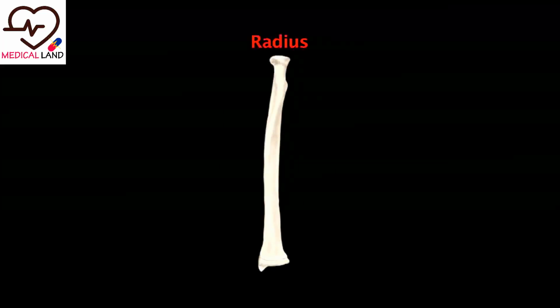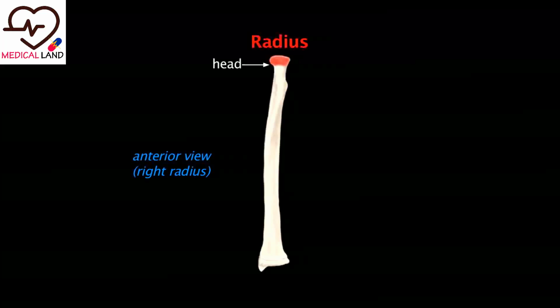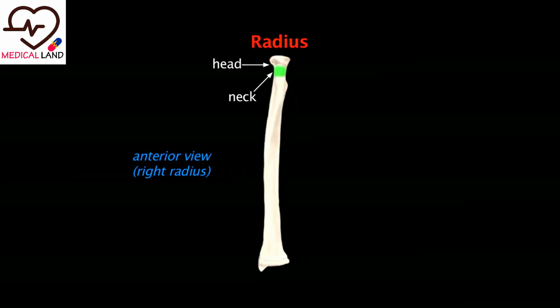The radius is also the shorter of the two bones. The structures on the radius are fairly simple though. At the proximal end, you have the head, which articulates with the humerus at the capitulum. Just below the head is the neck, and just below the neck, on the medial surface, you'll find a small bump called the radial tuberosity.